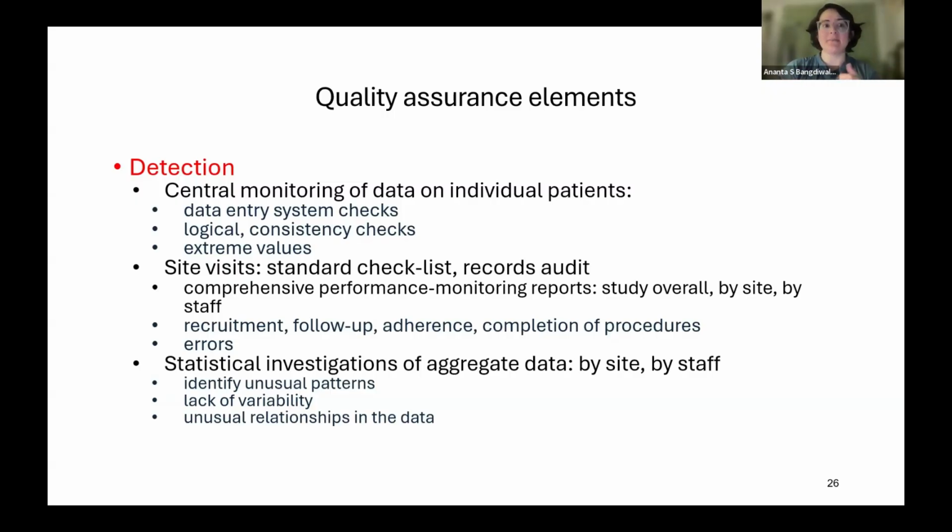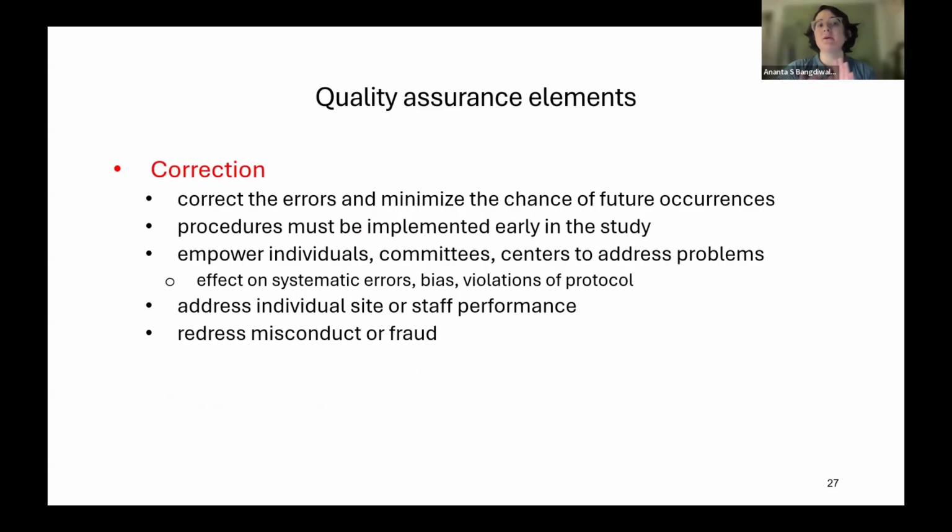And then when you detect them, you need to be able to correct them. You need to be able to correct the errors and minimize the chance of future occurrences. You want procedures to be implemented early so that you're catching them early and you're not dealing with a bunch of errors throughout the study. You want to empower individuals, committees, and centers to address problems. This will have an effect on systematic errors, bias, violations of protocol. You want to address individual site or staff performance, and redress misconduct or fraud.